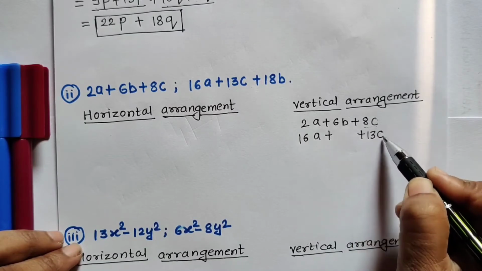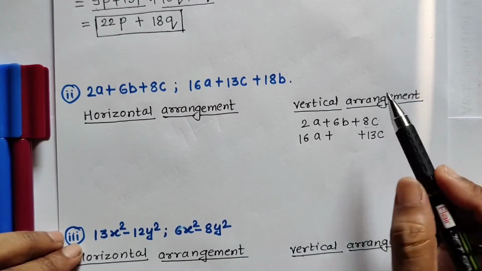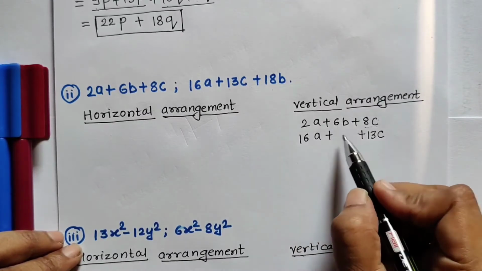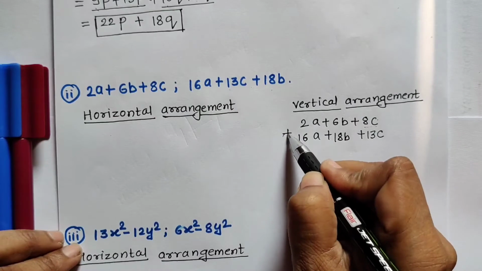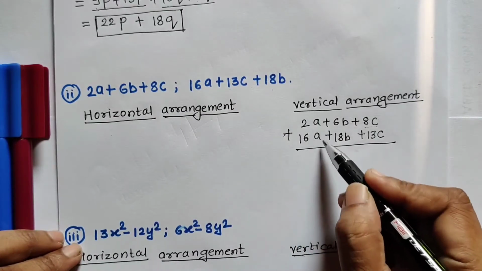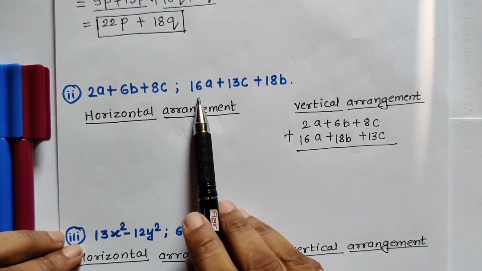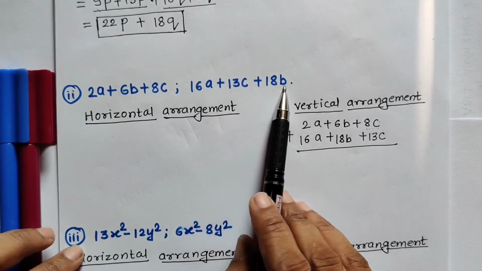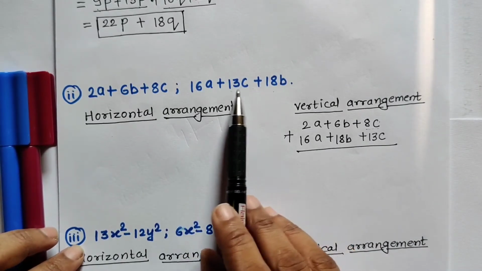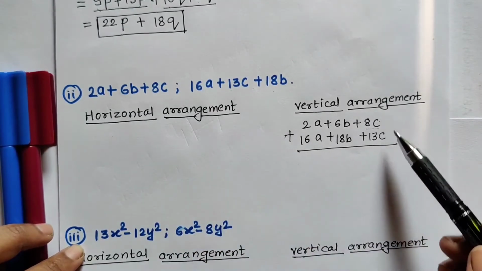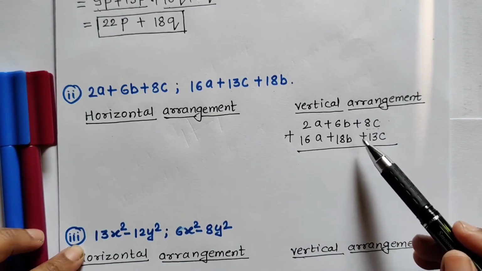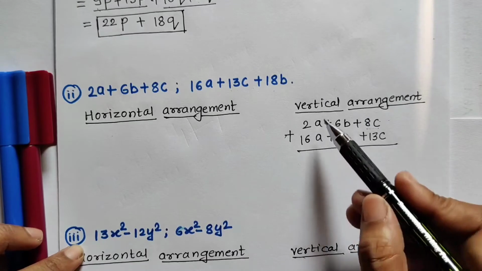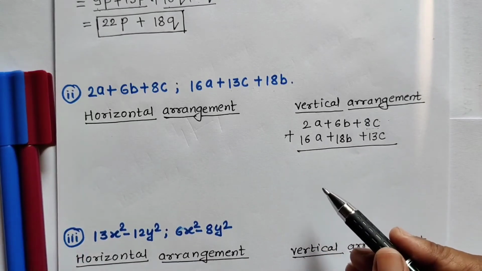Like terms should be written one below the other. And then 18b should be written below 6b. Are you understanding, children? All the like terms should be written one below the other. See, in the given expression the order can be changed, but while solving the sum, you should see that like terms are written one below the other. Now solving the sum becomes easy.